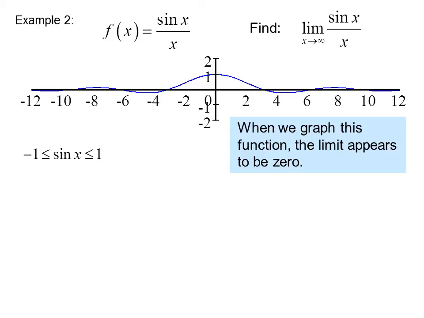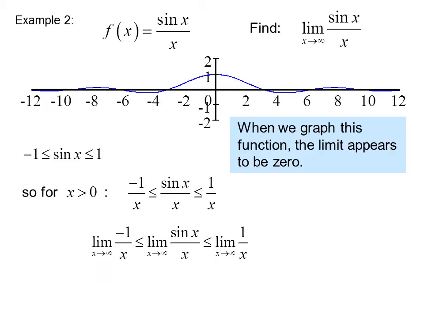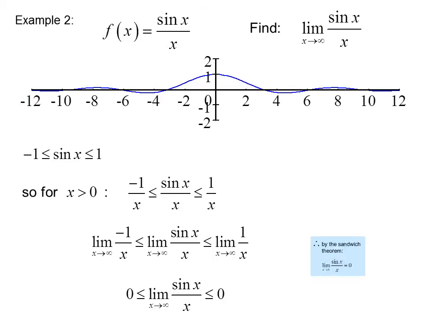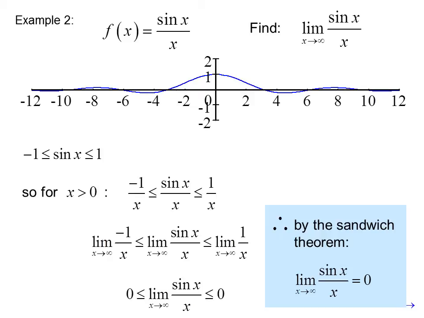We know that sine x is between -1 and +1. So for x greater than 0, -1 over x is less than or equal to sine x over x, which is less than or equal to 1 over x. If we take the limit as x goes to infinity of all three terms, we get 0 is less than or equal to the limit as x goes to infinity of sine x over x, which is less than or equal to 0. Therefore, by the sandwich theorem, the limit as x goes to infinity of sine x over x equals 0.